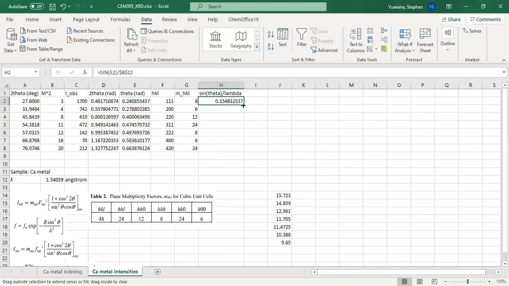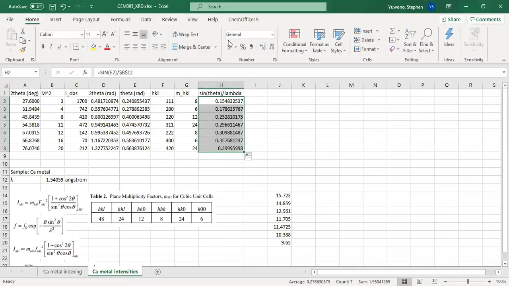And let's copy it down. So when you want to compare this to the table, I would suggest that you use number, which will automatically give you 2 decimal places, because that's what the tables have. And it will make your life easier rather than trying to round it yourself.